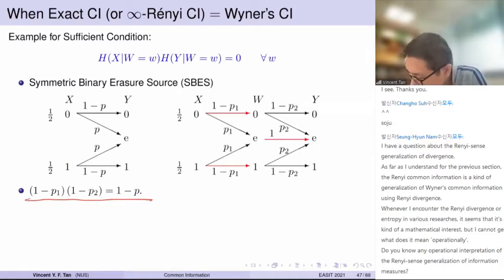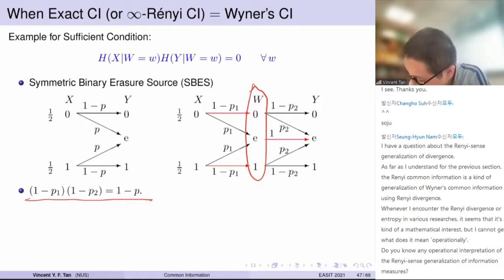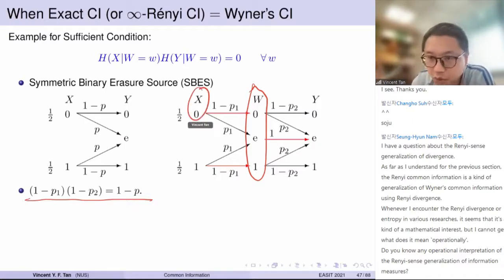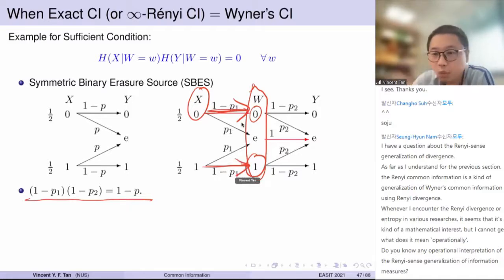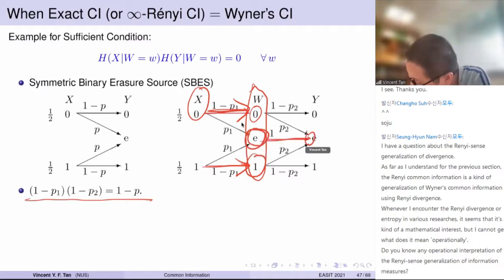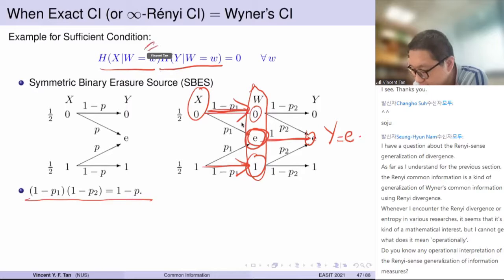If you look at W here, and if you know that W is equal to 0, then X must be equal to 0. There's no uncertainty, because if W is equal to 0, then it can only come from here. In a completely symmetric way, if you know that W is equal to 1, it can only come from here. The only leftover choice is W is equal to E, in which case you know that Y must be equal to E. So if you know that W is equal to any little w, you either know what X exactly is or what Y exactly is.